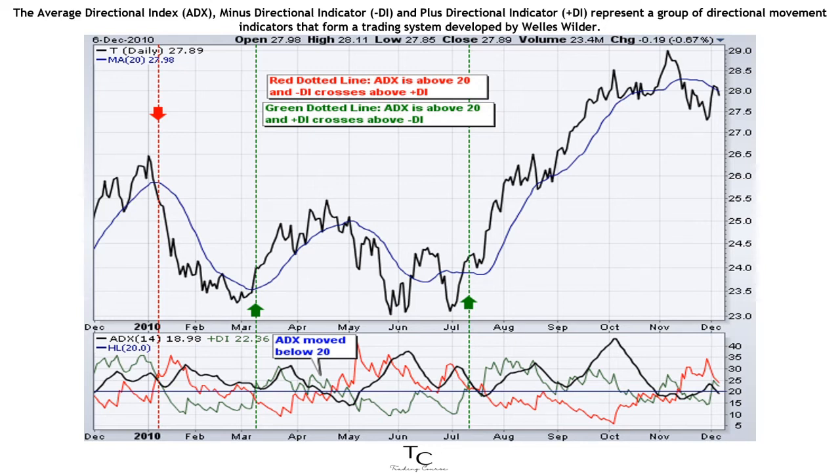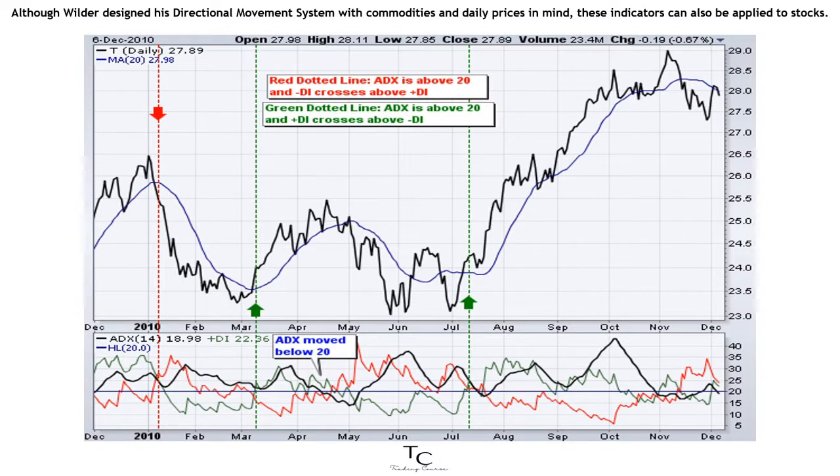The average directional index, ADX, minus directional indicator, minus DI, and plus directional indicator, plus DI, represent a group of directional movement indicators that form a trading system developed by Welles Wilder. Although Wilder designed his directional movement system with commodities and daily prices in mind, these indicators can also be applied to stocks. Positive and negative directional movement form the backbone of the directional movement system.